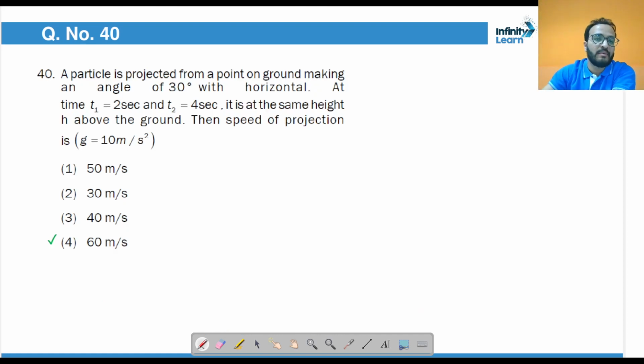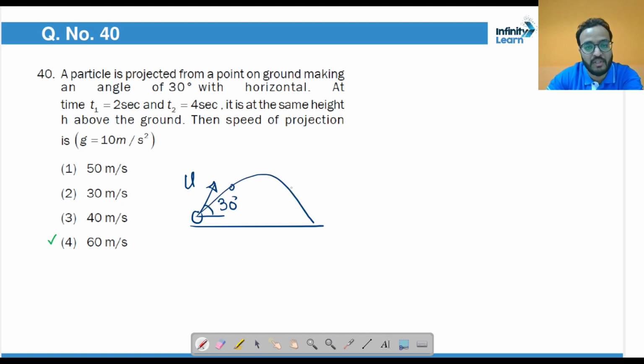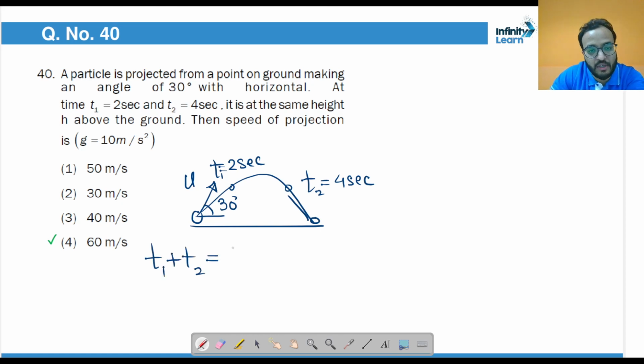A particle is projected from a point on the ground, making an angle of 30 degrees with the horizontal. See, it's very logical. A particle is thrown from here with a certain velocity at an angle of 30 degrees. So it goes here and here. So this T1 is equals to 2 seconds. This T2 is equals to 4 seconds. So obviously this time will also be 2 seconds. That means T1 plus T2 is actually the total time of flight, which is 6 seconds, right? If it is at the same height, right?